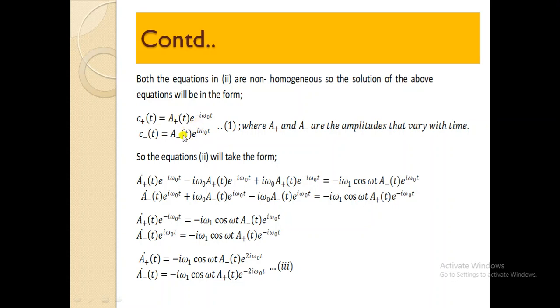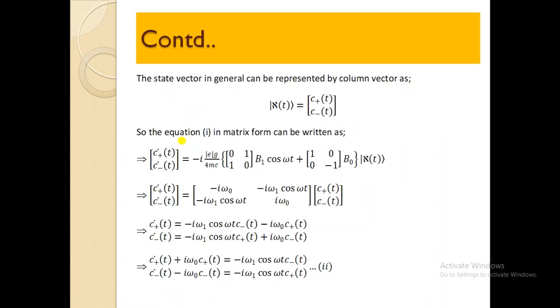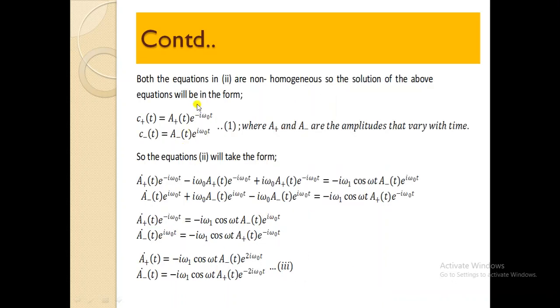Here a plus t and a minus t are again time dependent, because the above equations are non-homogeneous. If the solution to this equation were homogeneous, then we would get an amplitude that is independent of time. Since our equations are non-homogeneous, the amplitude varies with time. That I have written here, where a plus and a minus are the amplitudes that vary with time.